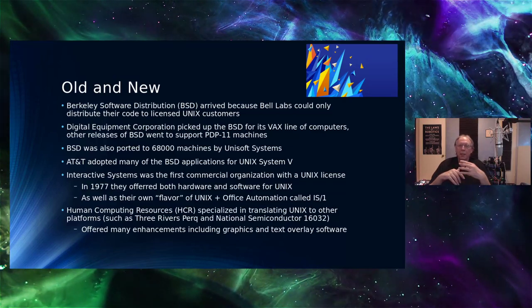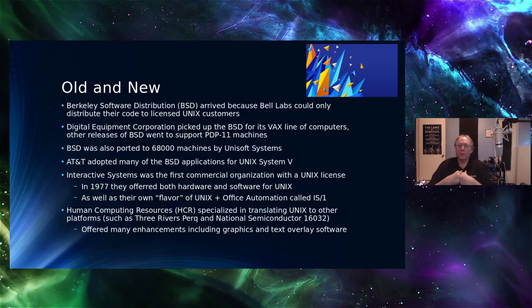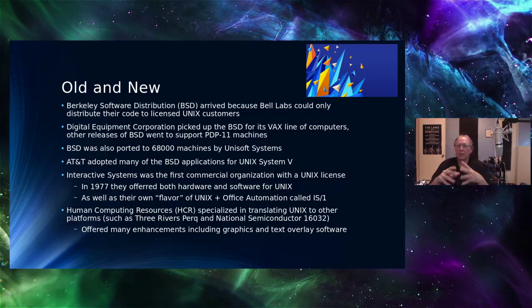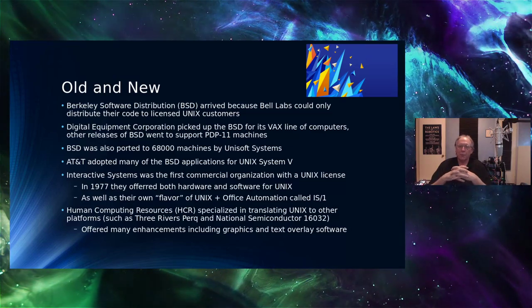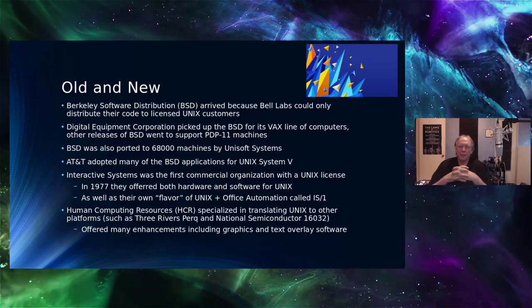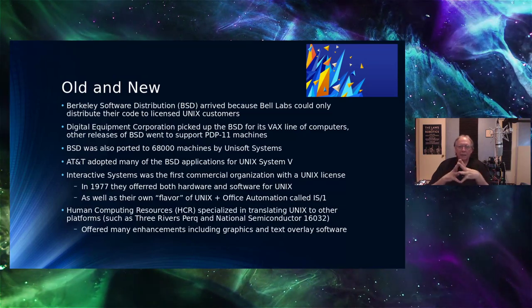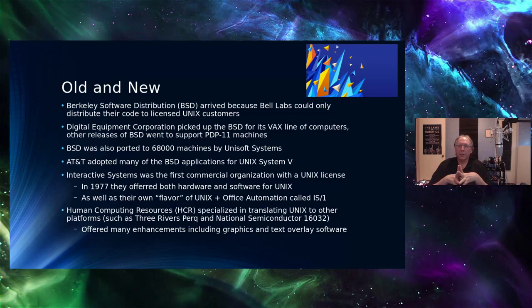And, of course, later when they did the full merge with Sun, they merged in all of BSD and all of System 5 and created 4.2. So yeah, that was a huge project. But anyway, Interactive System was the first commercial organization with a Unix license.